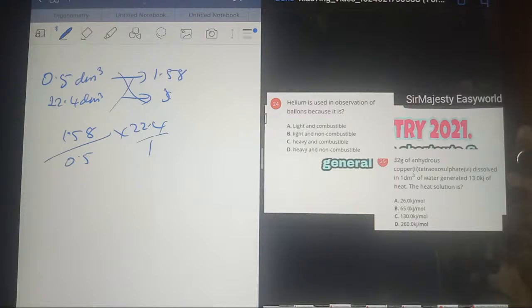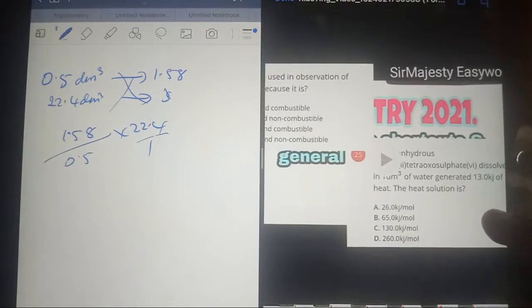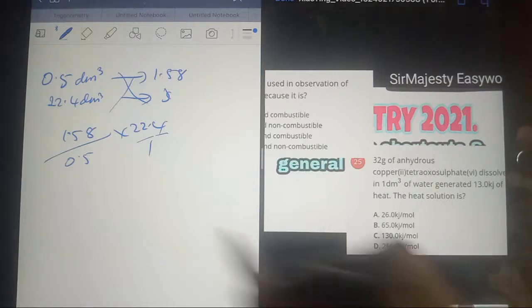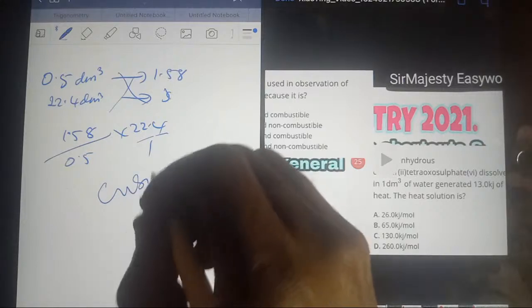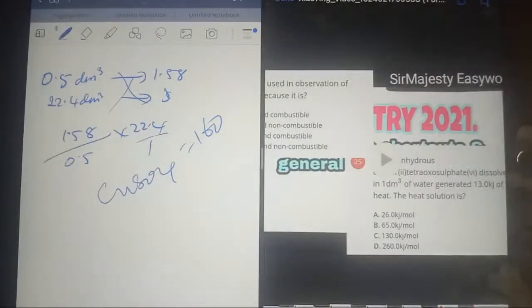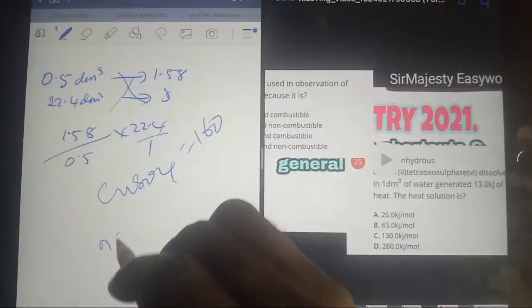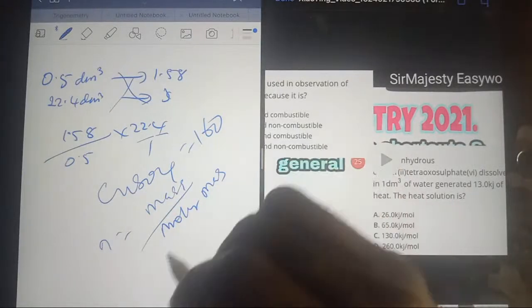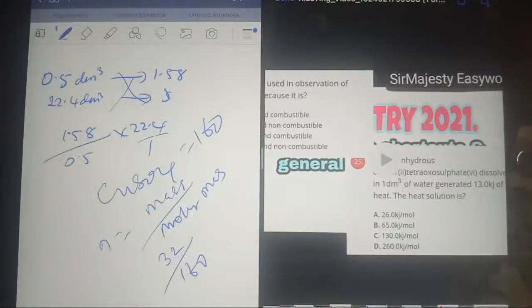Your work is just to convert these 32 grams of anhydrous copper(II) tetraoxosulfate(VI) to moles. For those of you preparing for this exam, you should know that the molar mass of CuSO4 is 160. Know it today. If the molar mass is 160, then mole is equal to mass over molar mass. The mass given is 32, so 32 over 160 will give you 0.2. We are working with 0.2 moles.